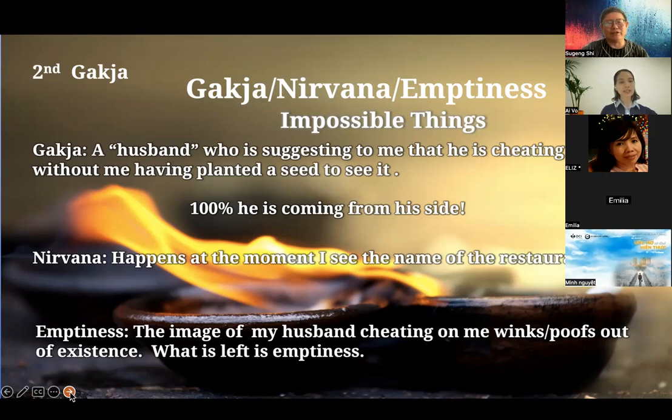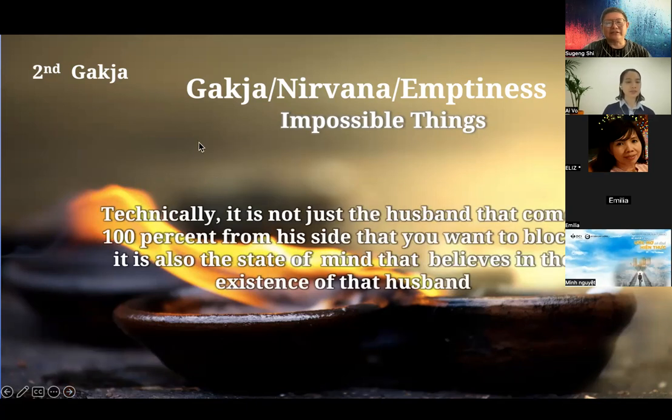This is the Svatantrika, the independent branch. So technically, it is not just the husband that comes from his side that you want to block. It is also the state of mind that believes in the existence of that husband. So that means it is not just that we understand that something 100% coming from its own side is impossible. We want to have a state of mind that it is absent, it is not there. So we want to block the state of mind that believes in the existence of that impossible husband.